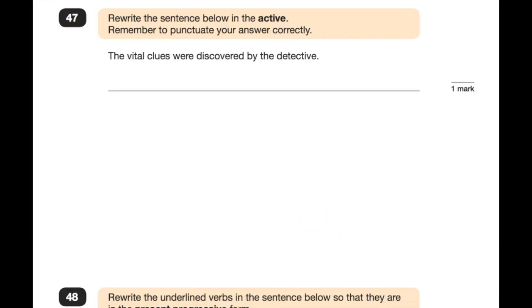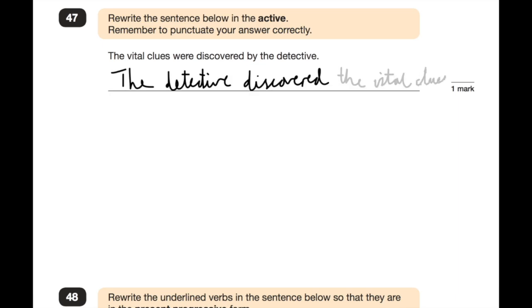Number 47, rewrite the sentence below in the active. Remember to punctuate your answer correctly. This is the question that I find Year 6s really struggle on, is active and passive voice. Now I have done a video on that, it is on my website, so if you want to go on there and have a look, that's a really useful place to start. Now we know that in the active voice, the noun is doing something, directly doing something in the sentence. So we need to reword this so that the detective is doing something. So what we would write is the detective discovered the vital clues. Make sure you have a full stop and a capital letter.